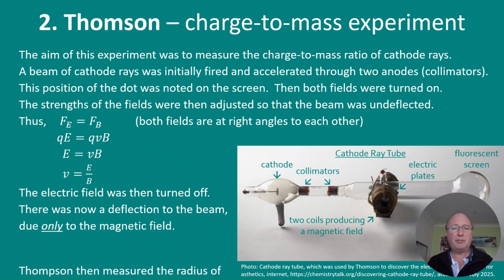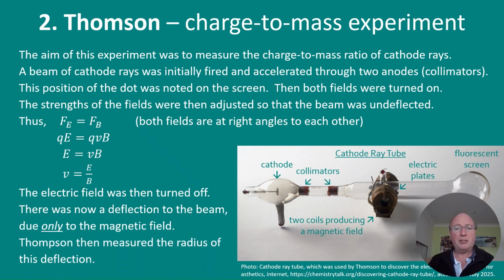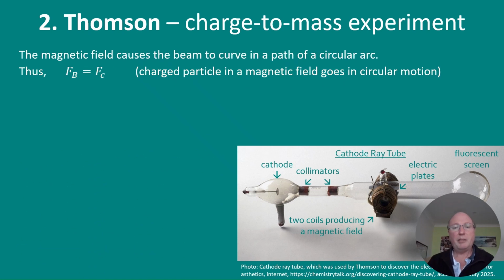Then the electric field was turned off, and now the deflection of the beam was due only to the magnetic field. Thomson then measured the radius of this deflection, and the magnetic field caused the beam to curve in a path of a circular arc. Thus, the force due to the magnetic field equals the centripetal force, or the force that causes the particles to go in a circular motion.